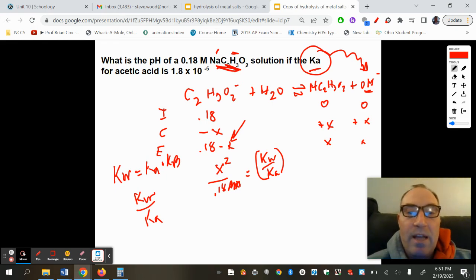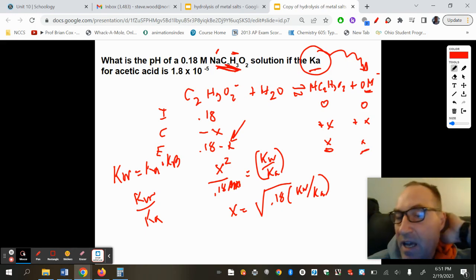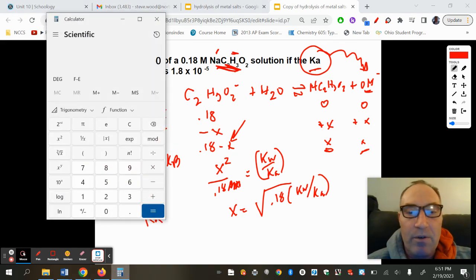Okay, so anyways, now I'm going to move this around. So x is equal to the square root, I'm just doing math here, moving everything around, of 0.18 times Kw divided by Ka. And that's going to be my x. We're going to use this because then we can take the negative log to find the pH for this. So let me get my calculator going here.